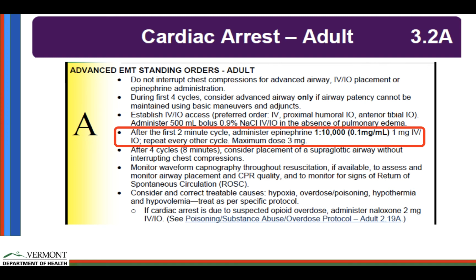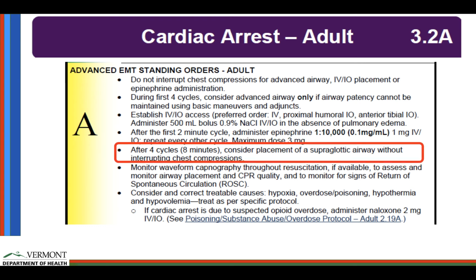Note that epinephrine can be administered every other cycle, but that the maximum dose is 3 milligrams or 3 1-milligram administrations. Recent evidence suggests that higher doses of epinephrine in cardiac arrest are associated with vasoconstriction of blood flow to the brain, leading to poor neurologic outcomes. After 4 cycles of high-performance CPR, or 8 minutes, consider placement of a supraglottic airway without interrupting chest compressions.